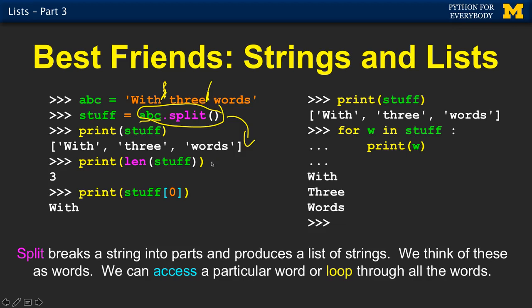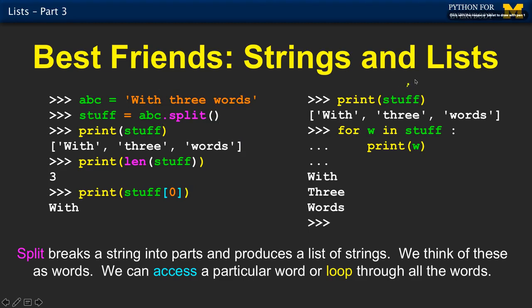Now when we're done, we see that in that particular string there were 3 words, and we can pull out the first word by printing stuff sub 0. So this is a really convenient thing. Sometimes we want the second word or the third word, or who knows, maybe we want to write a loop that loops through all the words. It's very, very easy to do.